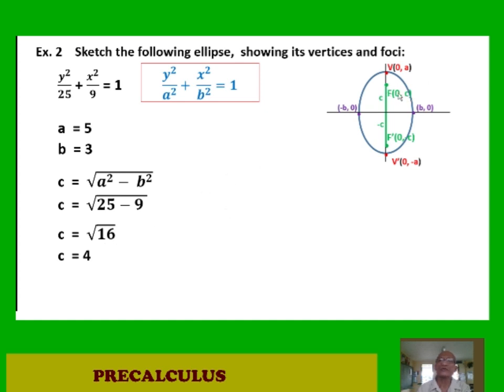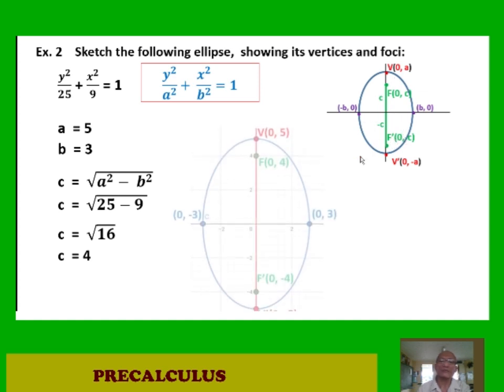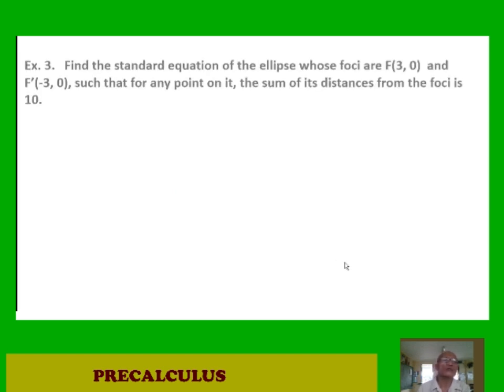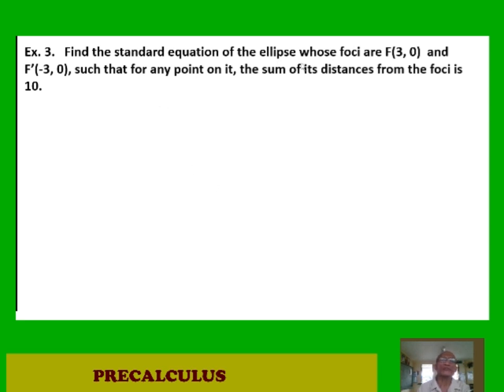C is 4. So with A, B, and C, we can plot the exact location of the points on the graph of an ellipse. So this is the graph of the ellipse. Sketch of the graph. So the foci are (0, 4), the vertices are (0, 5), corresponding to our points. Okay, next example. Find the standard equation of the ellipse whose foci are (3, 0) and (negative 3, 0) such that for any point on it, the sum of its distances from the foci is 10.